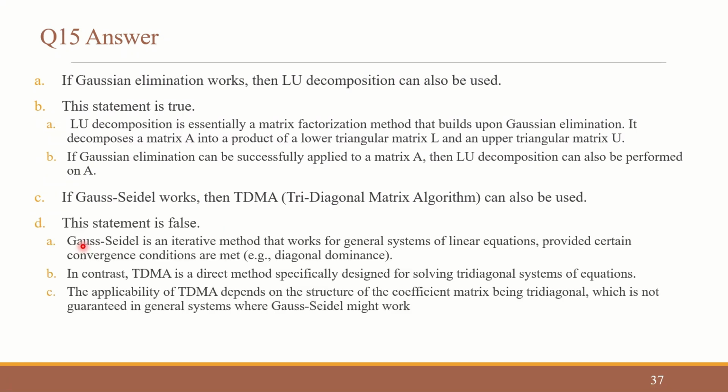This statement is false because Gauss-Seidel is an iterative method that works for the general system of linear algebraic equations, provided certain convergence conditions are met, like diagonal dominance. In contrast, TDMA is a direct method. I'm sorry, TDMA is a direct method. It is not an iterative method. Gauss-Seidel is an iterative method. Provided certain convergence conditions are met, Gauss-Seidel will give a solution.